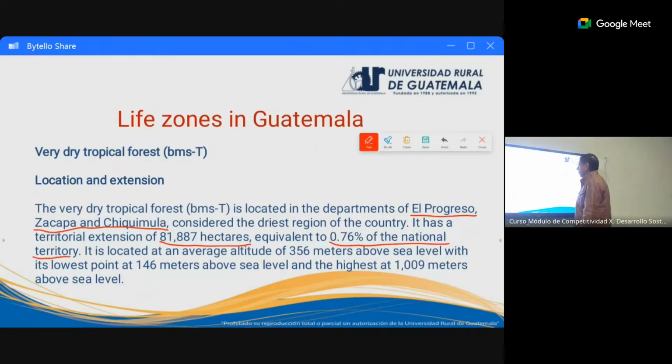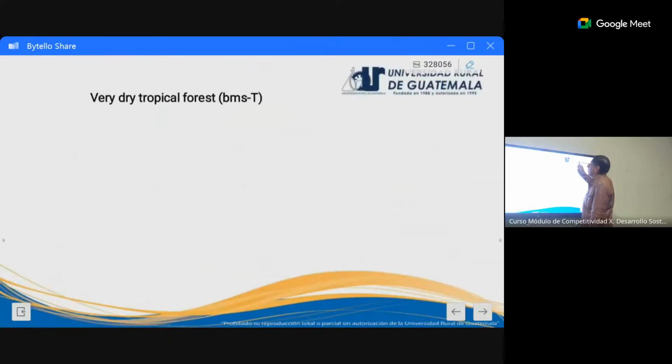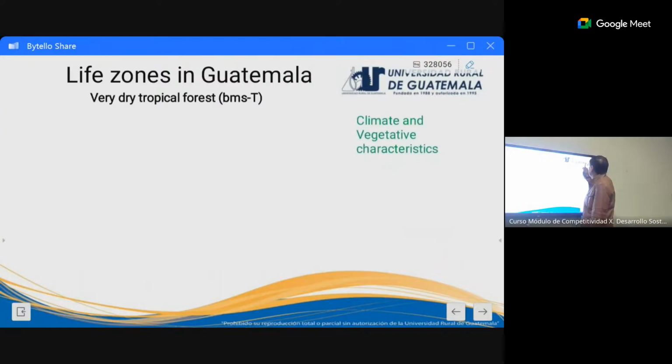This is a small area in our country, and it is located at an average altitude of 356 meters above sea level, with its lowest point at 146 meters above sea level, and the highest at 1,009 meters above sea level. Let's check the next slide information for this very dry tropical forest climate and vegetative characteristics.